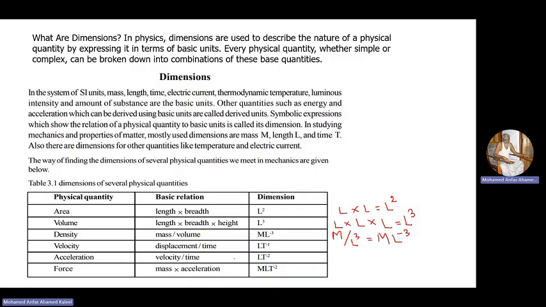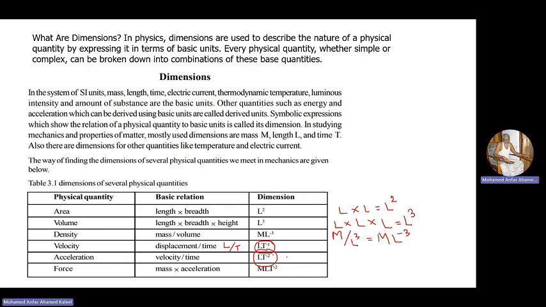Similarly, velocity is displacement over time. The displacement has dimension L and time is capital T, so the dimension of velocity is LT to the power minus 1. Likewise, acceleration is velocity over time. Velocity is LT minus 1, and over time, LT minus 1 over T is equal to LT minus 2, which is the dimension of acceleration.